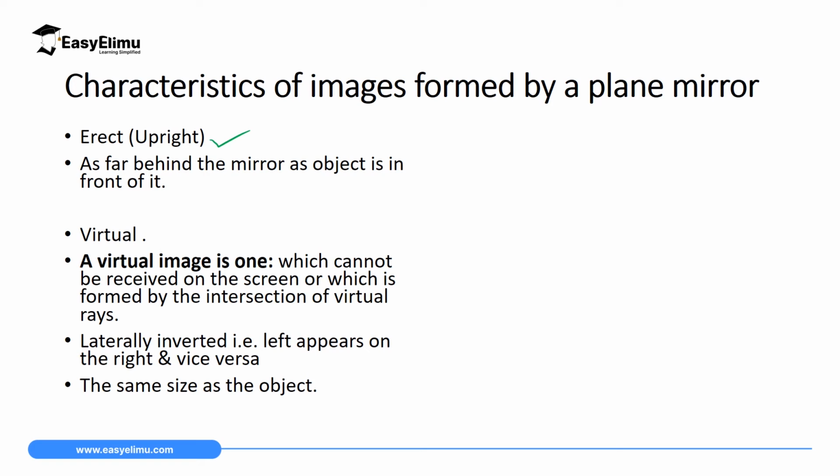This is different from a pinhole camera, where we said the image is upside down. If the object was upright in a pinhole camera, it will be upside down. But in this case, if the object is upright, the image is also upright.